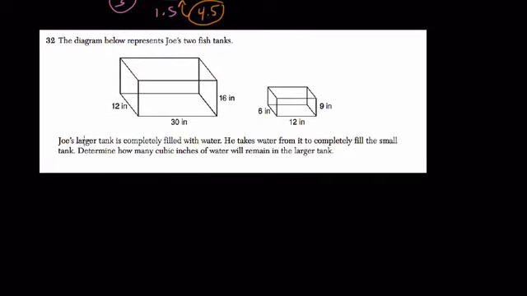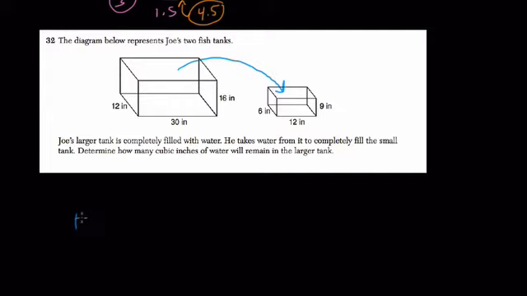We keep going here. Here we're given 2 tanks. Joe's larger tank is completely filled with water. He takes the water and fills it completely into the small tank. Determine how many cubic inches of water will remain in the larger tank. So all the water is being poured from the larger into the smaller. That means whatever the volume is of the smaller tank, we'll be subtracting it from the larger tank.